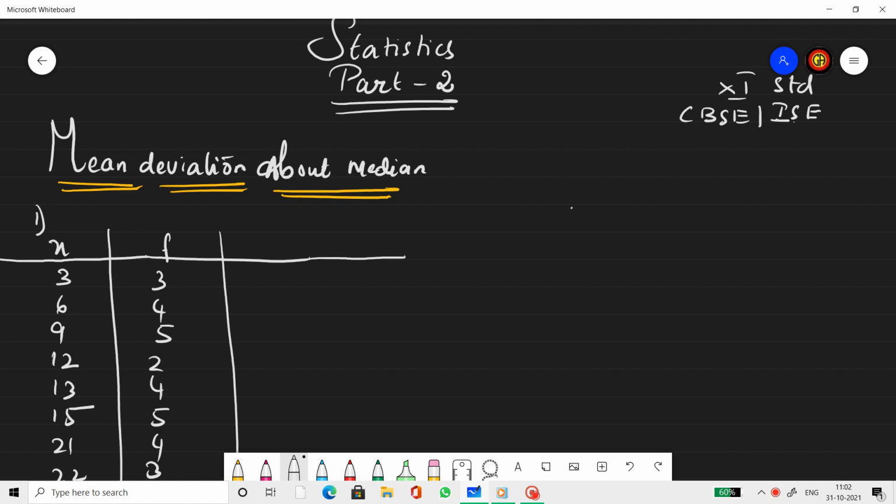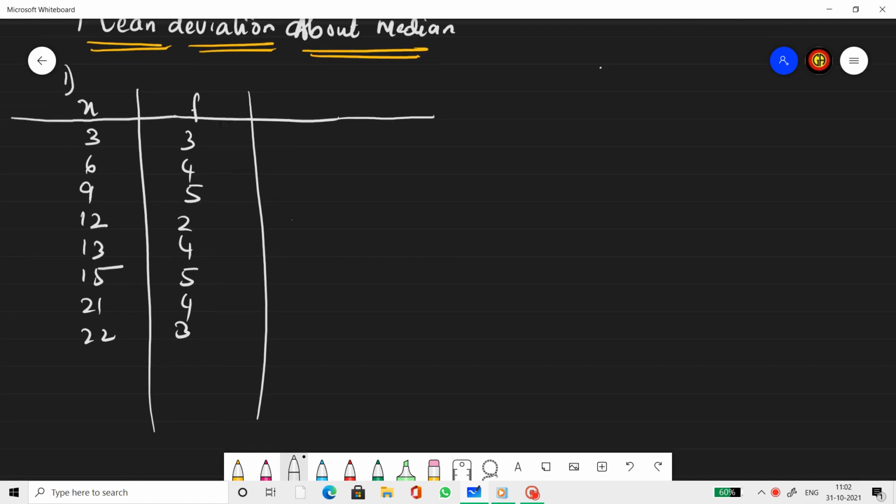So this is a discrete one where x and f is given to us. First we need to find the median for this. When it comes to data like this, it's already arranged in ascending order, so we don't need to be bothered about the arrangement of the data. But if it's an ungrouped data, definitely rearrange them in ascending order and then find the median.